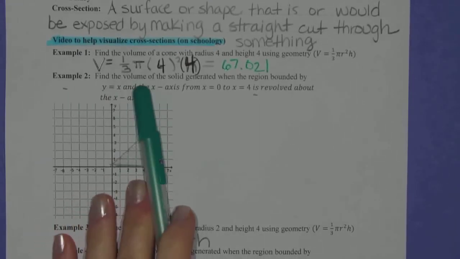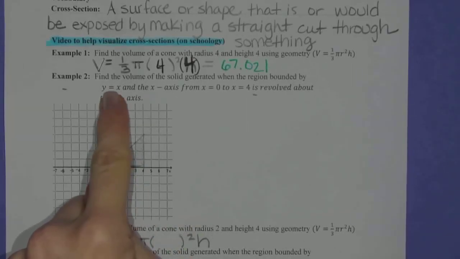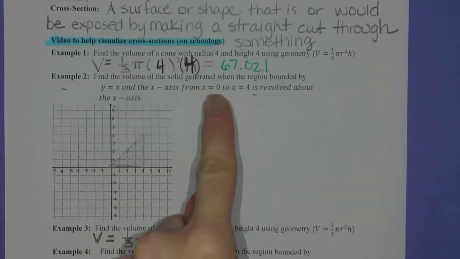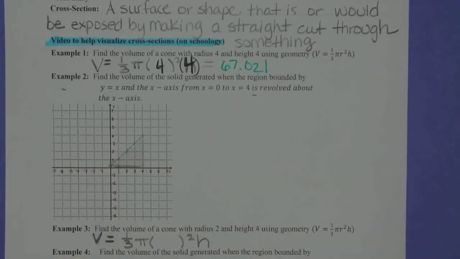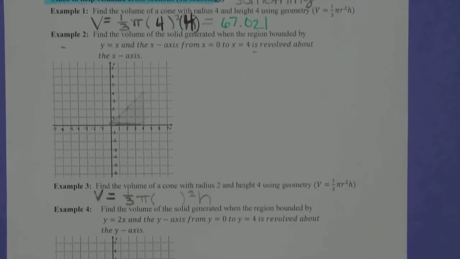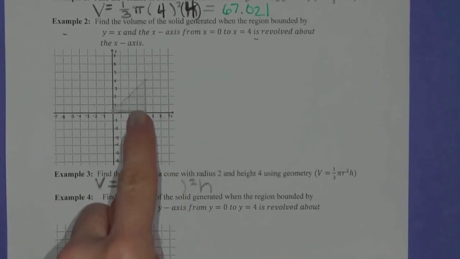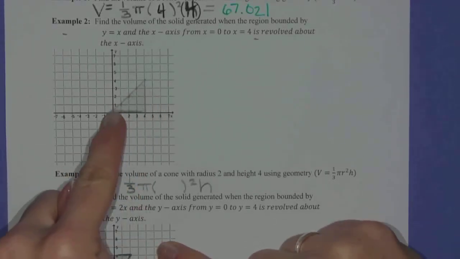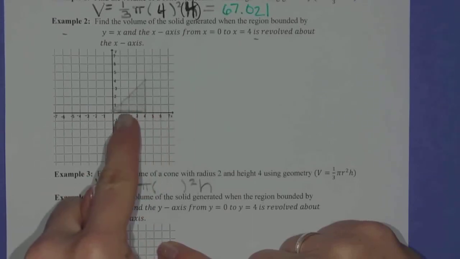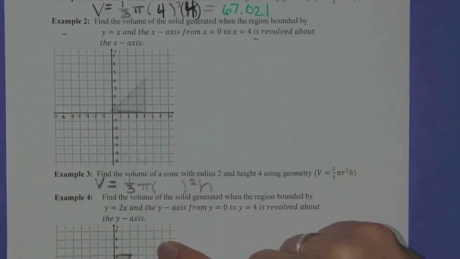Example 2, find the volume of the solid generated when the region bounded by y equals x and the x-axis from x equals 0 to x equals 4 is revolved about the x-axis. What I've done here, and again, you can always pause the video if need be, is I've already drawn this for us. This right here is the region bounded by y equals x, which is right here, the x-axis moving from x equals 0 to x equals 4. So it forms this triangle shape here.